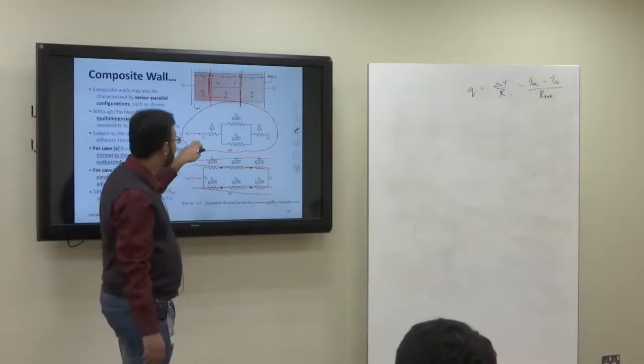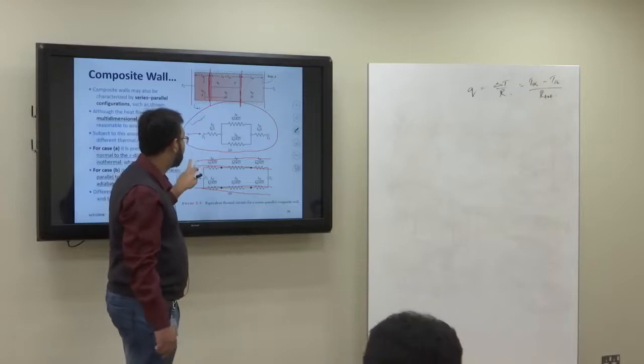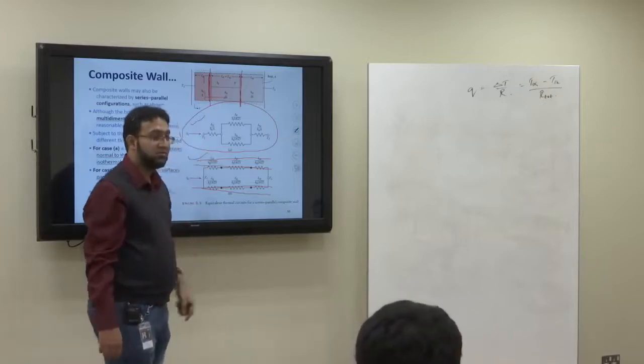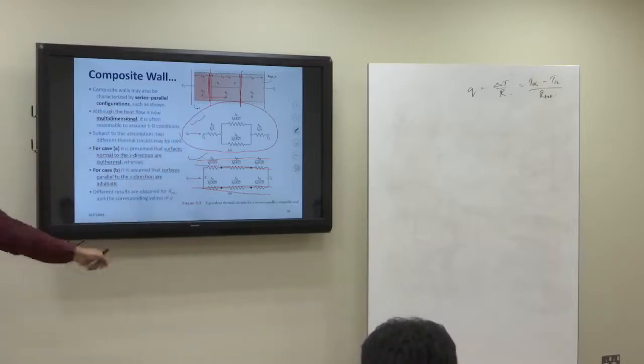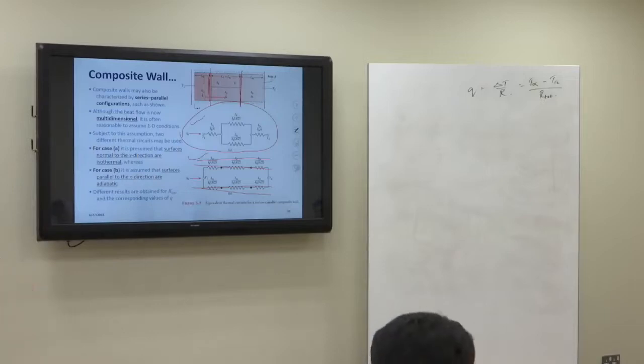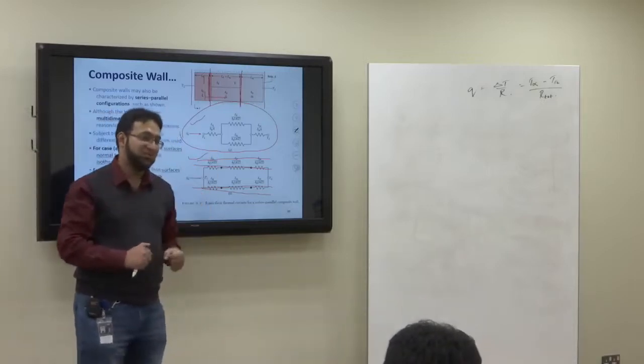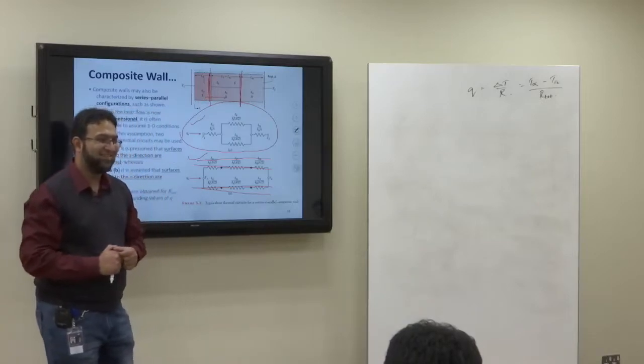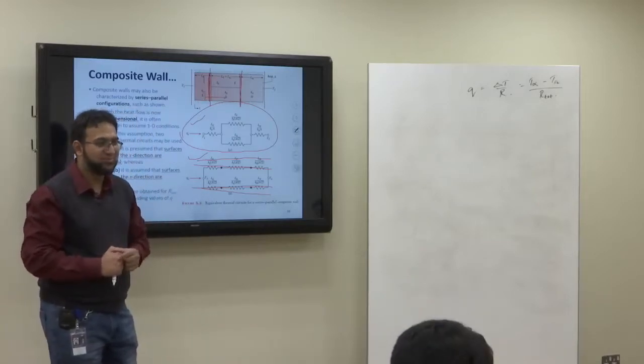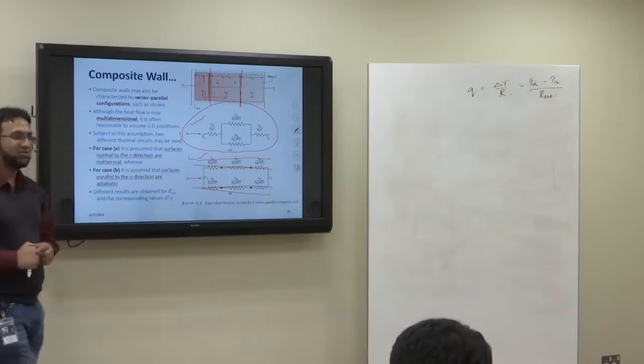Either you can consider this circuit, or you can consider this circuit. We do this assumption with the second dimension test. Why are we doing these assumptions? To make it one-dimensional. Otherwise, it's not a one-dimensional problem. It becomes a two-dimensional problem.